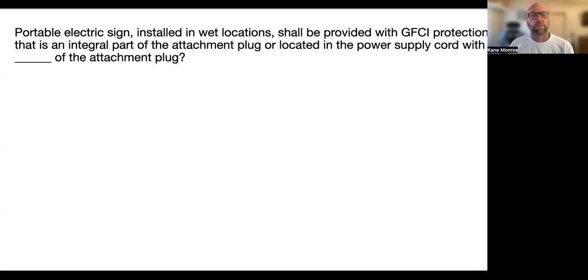Portable electrical signs installed in wet locations shall be provided with GFCI protection that is an integral part of the attachment plug or located in the power supply cord within blank of the attachment plug. I'm sorry, that screen's kind of short. It's within 12 inches. There again, guys, you read the question right away. You should know they're asking about portable signs. You can go back to your keyword index and look up portable signs. If you don't know what's in 600, then you can flip in there and go from there. So 12 inches, that's 600.10(C)(2).